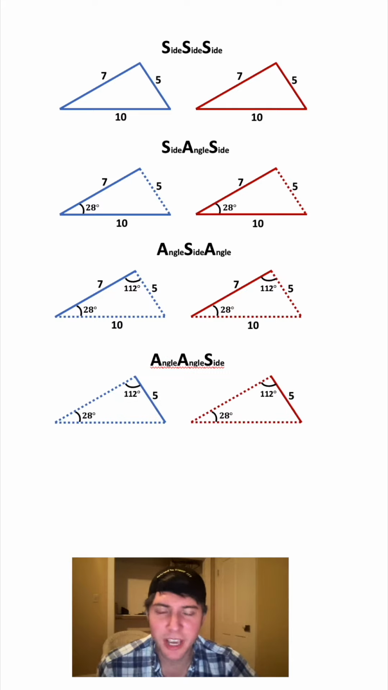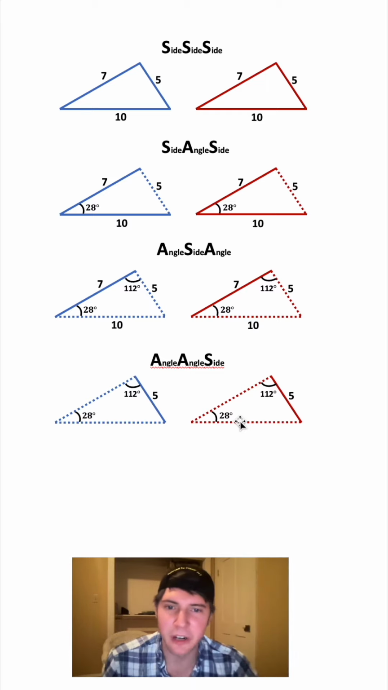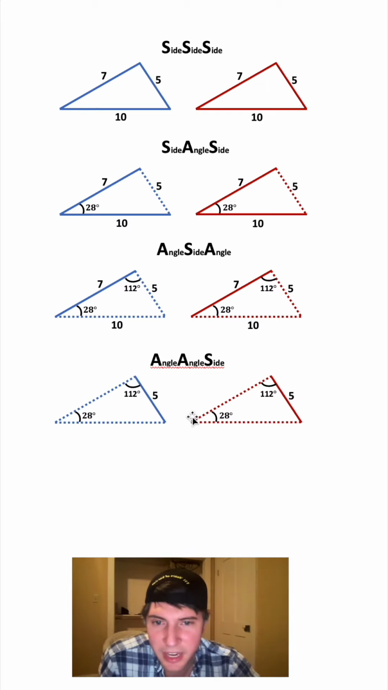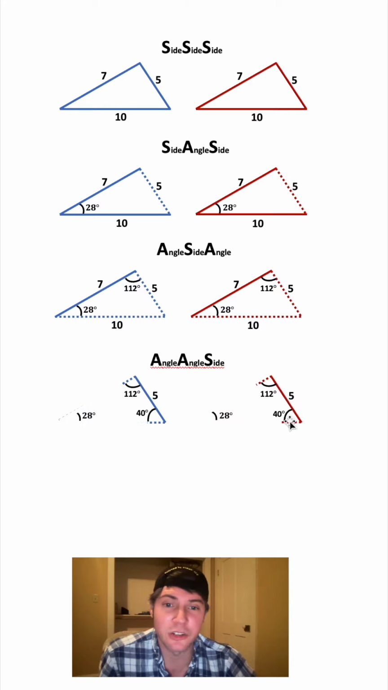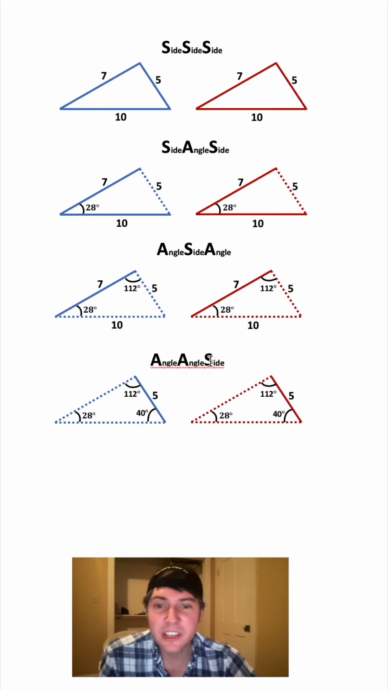So another scenario is angle, angle, side. This one's not as easy to imagine what's happening with regard to people shooting lasers, because this 28 is from a point that we don't know yet until this guy has shot his laser. But we do know this third angle because all three angles of a triangle must add to 180. So we know this last one has to be 40. And now you can imagine the two guys shooting their lasers. So these two are basically the same thing simply because we know that the three angles are equal to 180.